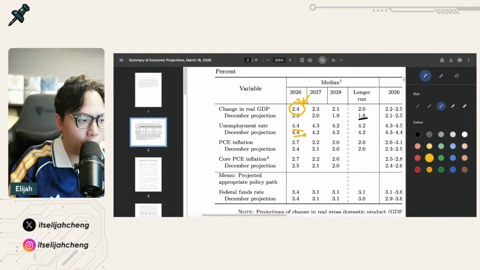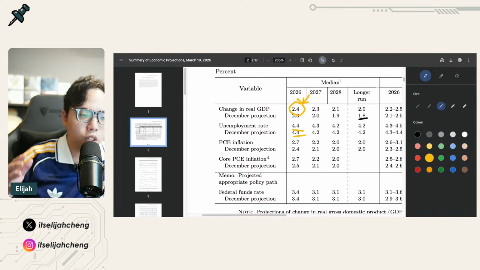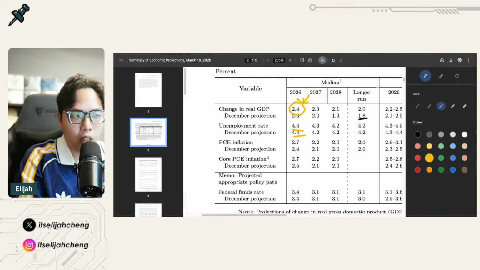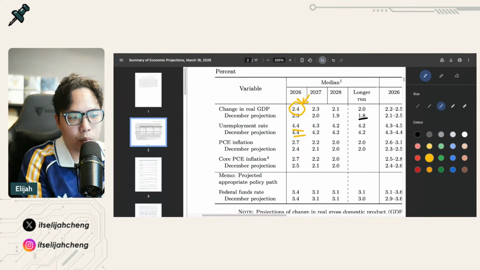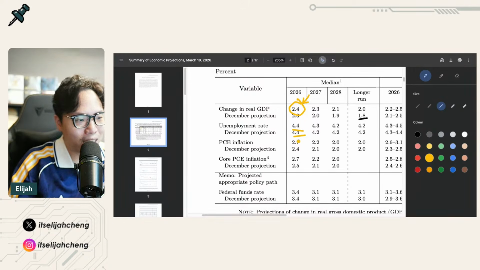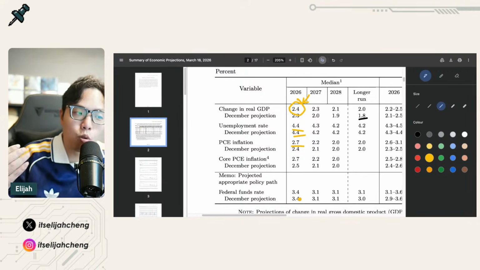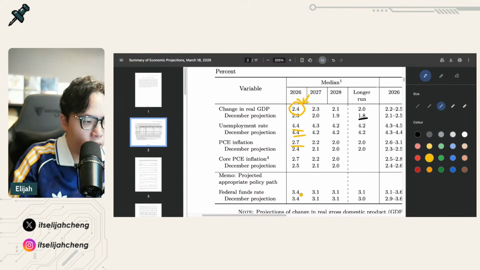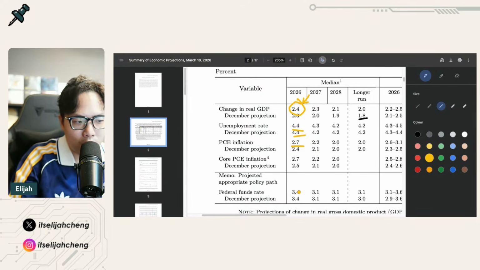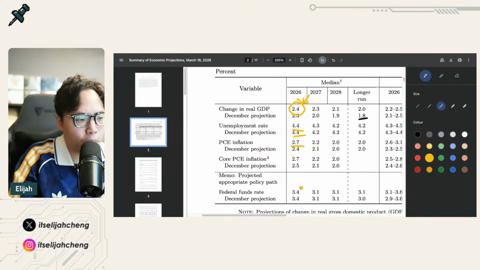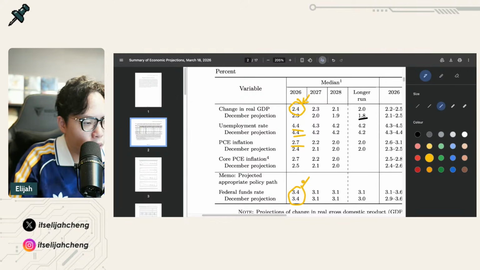We are expecting the unemployment rate to actually stay the same at around 4.4%. So this is well within SoFi's projections, but they are seeing a slight tick up in inflation, right? I believe PCE inflation we saw just now was 2.4%. Right now, they are expecting 2.7%. But even so, I do think that the Federal Reserve feels like the war in the Middle East is not going to be as long lasting as most people expect, because despite the higher inflation, they are keeping the federal funds rate stable at 3.4%.